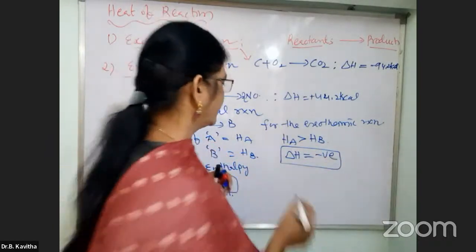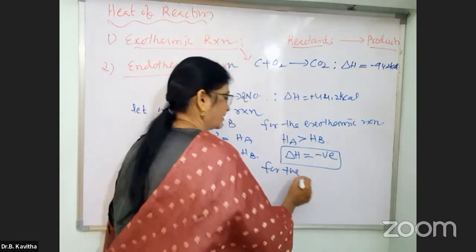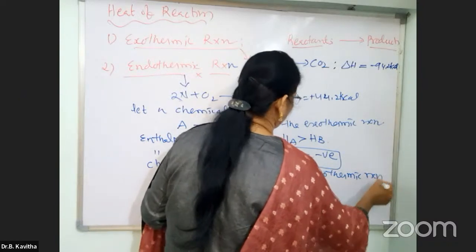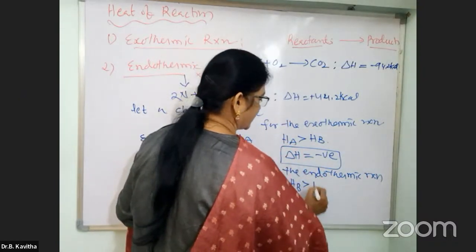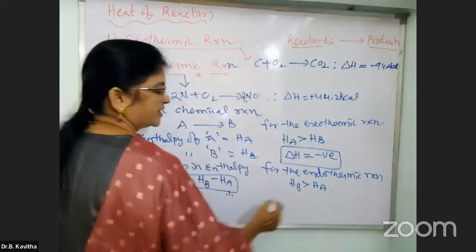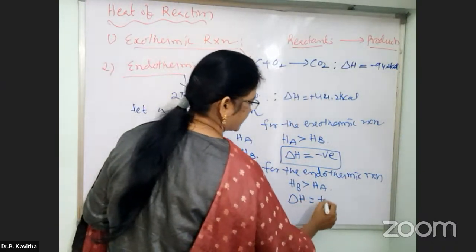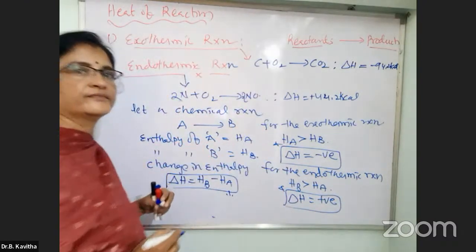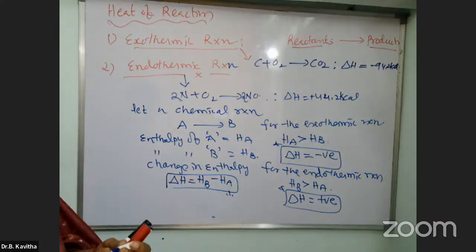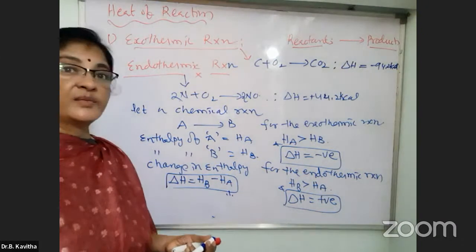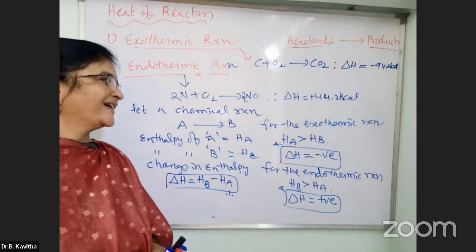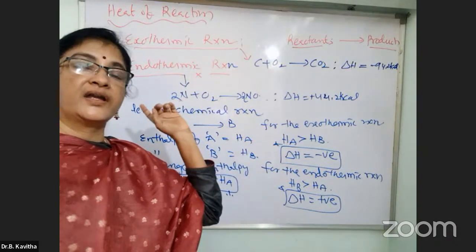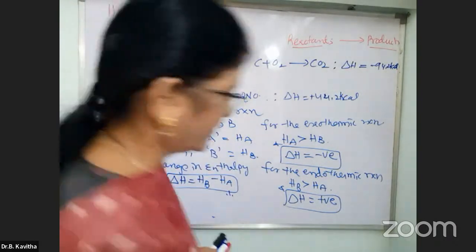For the endothermic reaction, HB is greater than HA. Therefore, delta H is positive. These two are very, very important. So this is about the delta H values for endothermic reactions, and these are important when discussing this quantity. When we discuss the second law, we will discuss all these things.